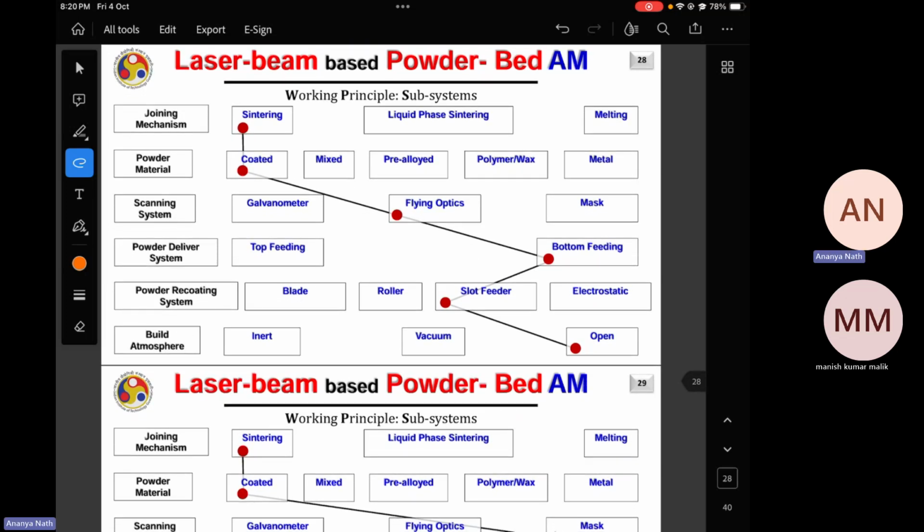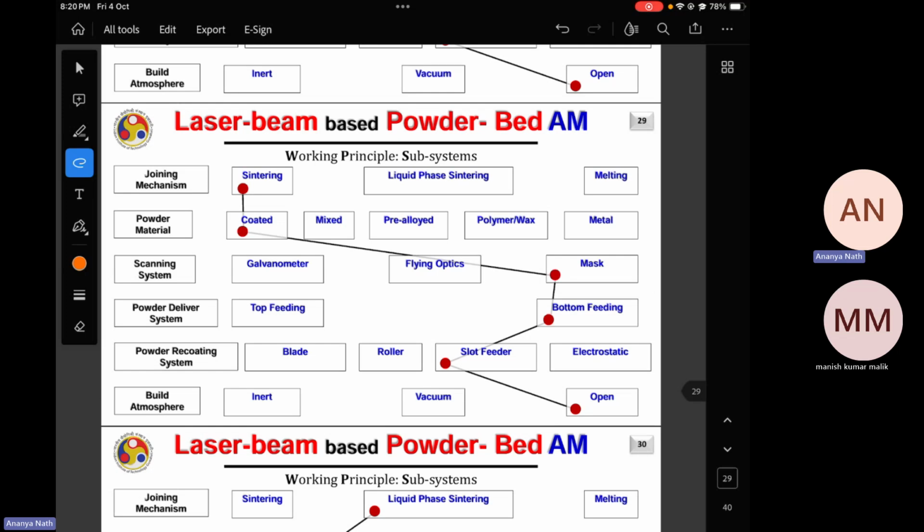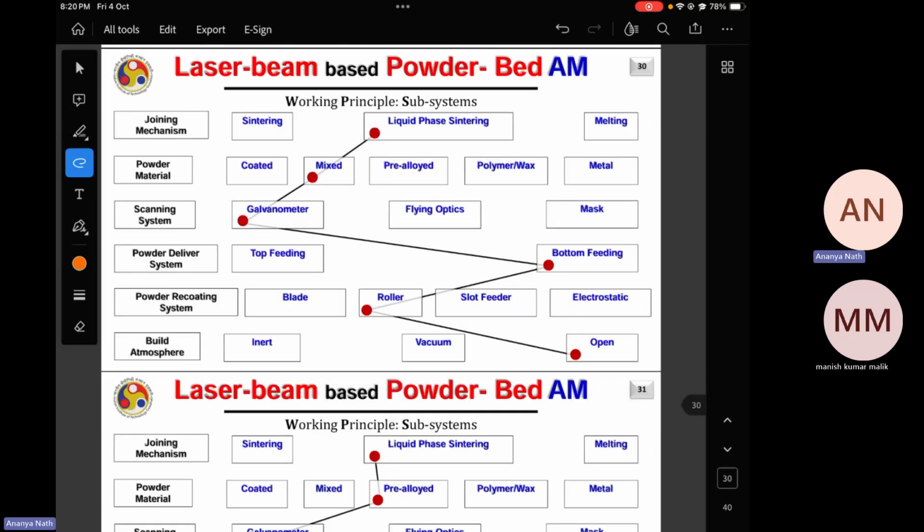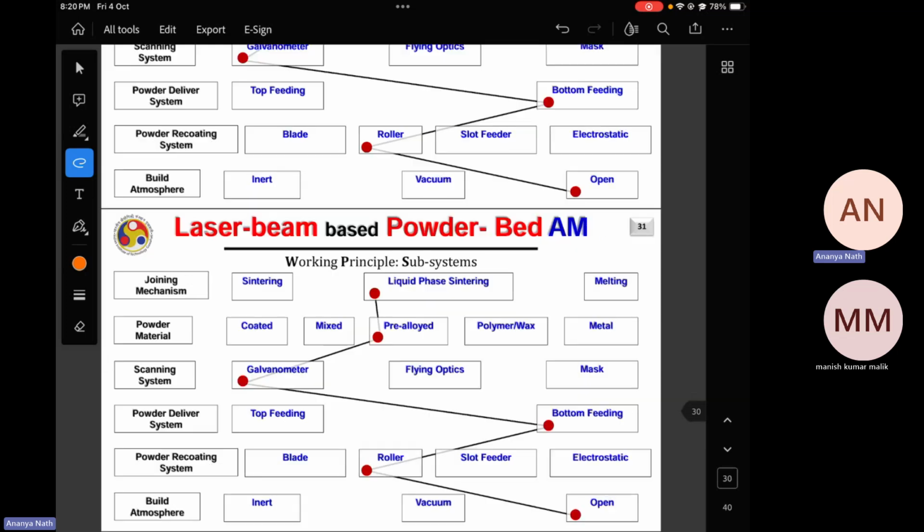So you can have a machine where you will go for coated powder sintering with the help of flying optics, with bottom feeding with slot feeder, and then open environment. Then sintering of coated material with mask, which is completely uncommon. Masking technology is not that popular, and people really do not use masking technology for PBF these days. Before, there were some machines, and then you can go for liquid phase sintering of mixed powders with binders mixed in it.